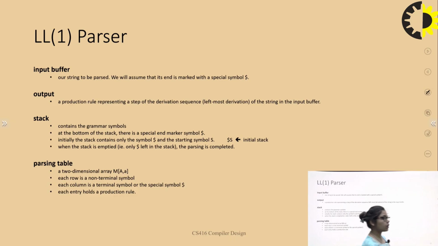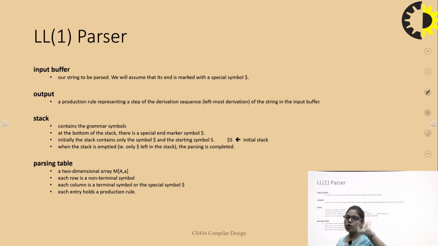In the output, a production rule will represent a step of the derivation sequence, the leftmost derivation of the string in the input buffer. Now I'm talking about the stack. What do we mean by stack? The stack basically contains the grammar symbols. At the bottom of the stack, there is a special end marker symbol called $. Dollar is used in both the input buffer and the stack. Initially, the stack contains only the symbol $ and the starting symbol S. It's not a rigid rule that the starting symbol is always S.